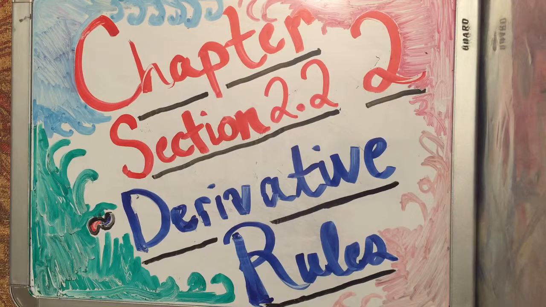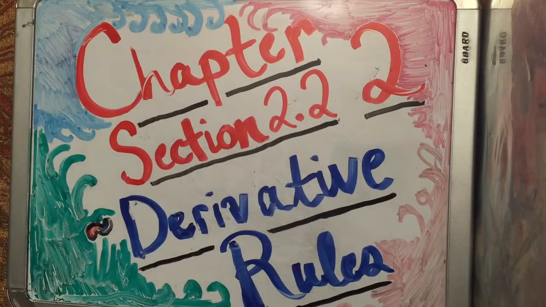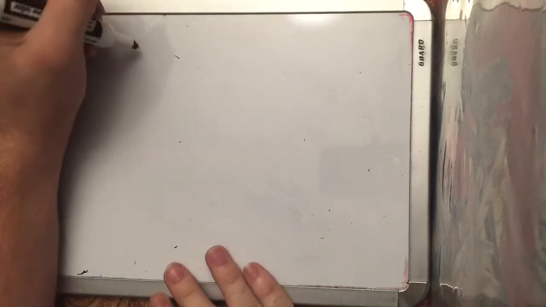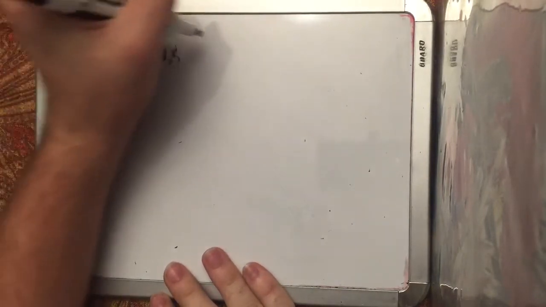Hello again, guys. Today we're going to be talking about the basic differentiation rules located in Section 2 of Chapter 2 in the calculus textbook. These rules include the constant rule, the power rule, the constant multiple rule, and the sum and difference rules. So let's begin. First we're going to start out with the constant rule.